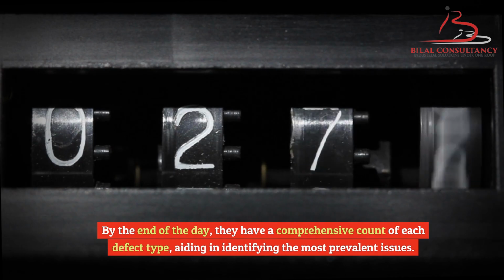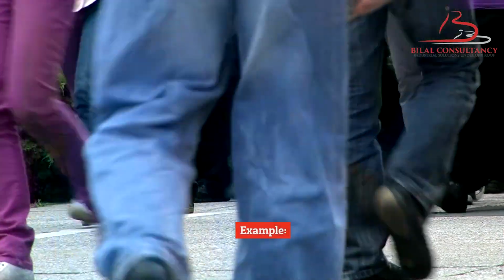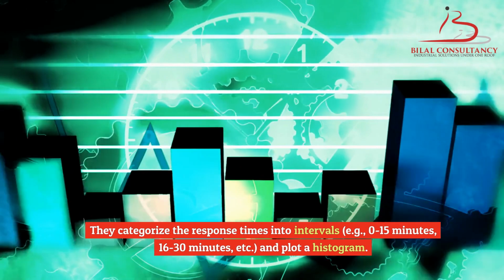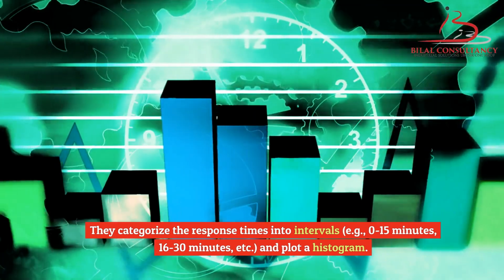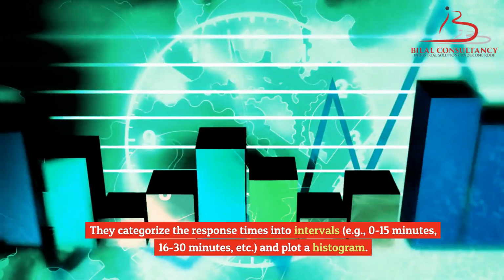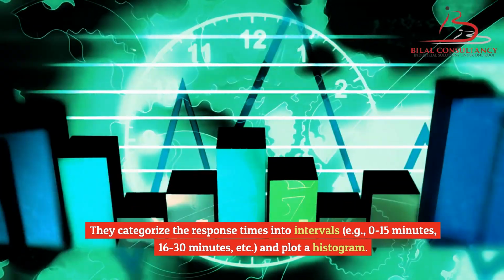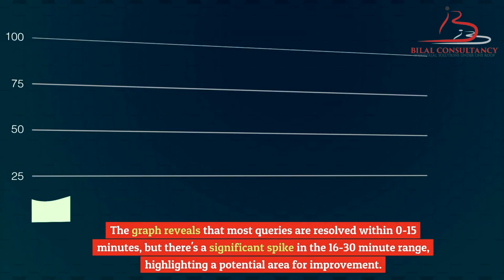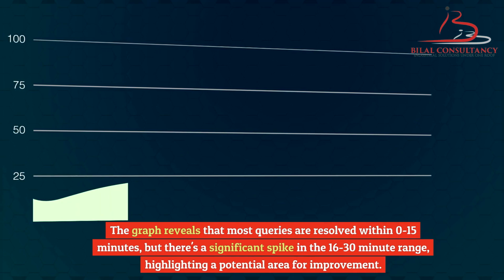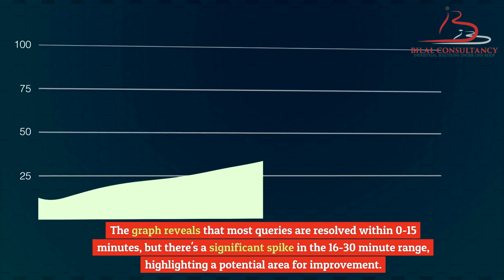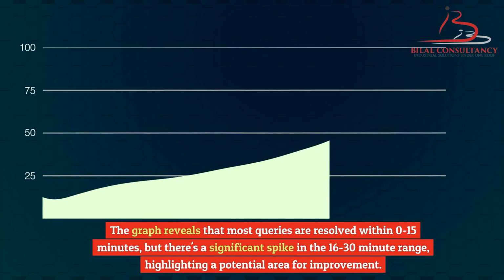Histogram. Example. A customer service team creates a histogram to analyze the response times for resolving customer queries. They categorize the response times into intervals, e.g., 0-15 minutes, 16-30 minutes, etc., and plot a histogram. The graph reveals that most queries are resolved within 0-15 minutes, but there's a significant spike in the 16-30 minute range, highlighting a potential area for improvement.